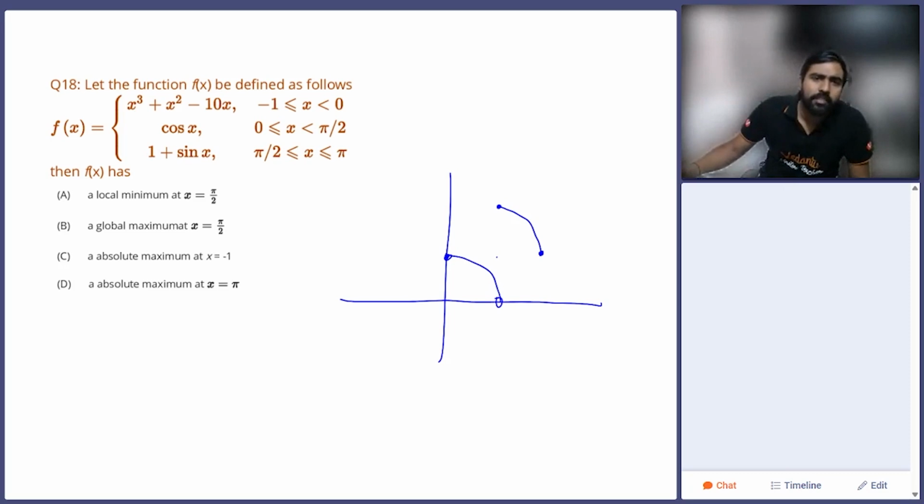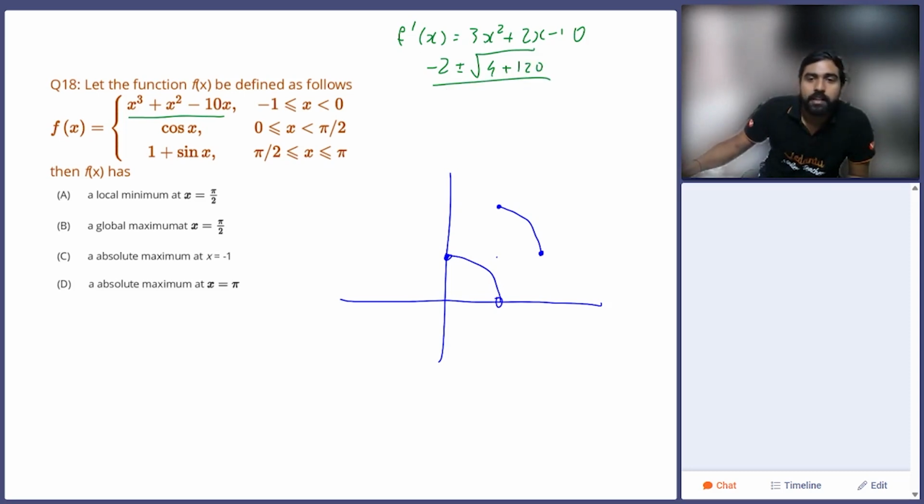Now the only thing that is left is the graph of x cube plus x square minus 10x over here. So to get the graph, let's first of all differentiate this. What is the derivative coming out as? It is 3x square plus 2x minus 10. Okay, what are the critical points coming out as? Critical points will come out as minus b plus minus root of b square minus 4ac, that's plus 120, divided by 6. So basically I can say approximately it is equal to 11, that's basically 11 minus 2 by 6 and minus 11 minus 2 by 6. So the critical points are coming over here. This is 9 by 6, and over here I have minus 13 by 6.